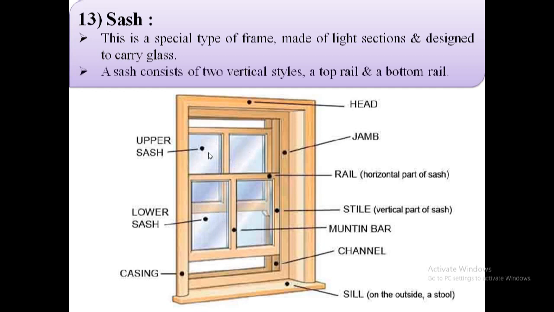A sash consists of two vertical stiles, a top rail and a bottom rail. So here you can see this is the one sash. So this sash consists of, here this is the vertical stile, this is first vertical stile, this is second vertical stile, and here you can see this is top rail, this is bottom rail. So sash consists of two vertical stiles, one top rail and one bottom rail.